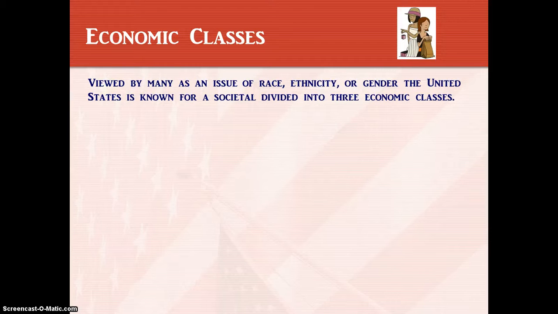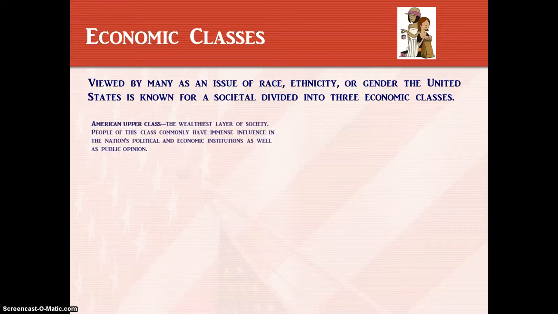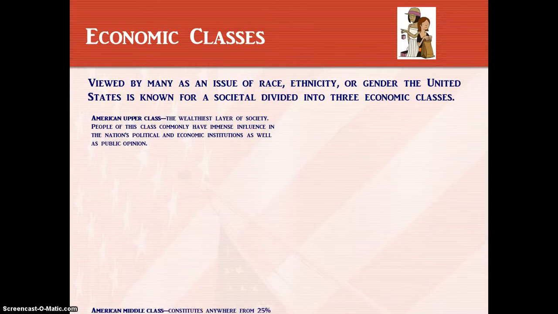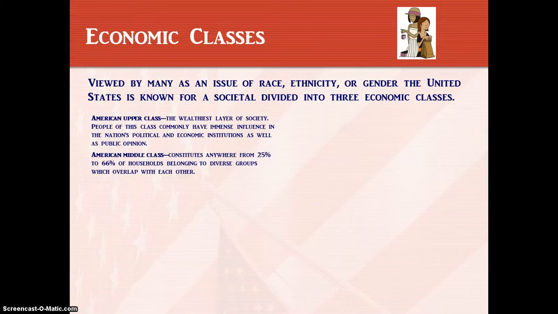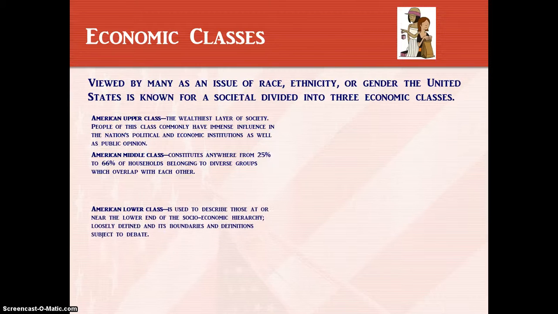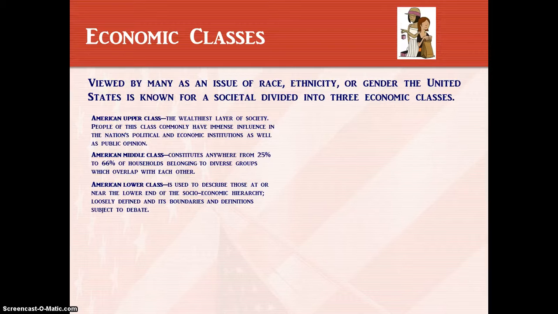Economic classes. Viewed as an issue of race or ethnicity, often gender, the United States is known for its societal divide, and is well known for its three economic classes. The American upper class, which is the wealthiest layer of society, often referred to as the 1%. The American middle class, which constitutes anywhere from 25 to 66% of the households. This group, however, is diverse and has overlapping boundaries and is often highly disputed. The American lower class is used to describe those that are beneath the poverty line and living on the lower end of the socioeconomic hierarchy.